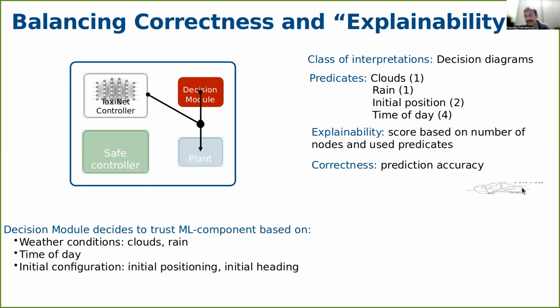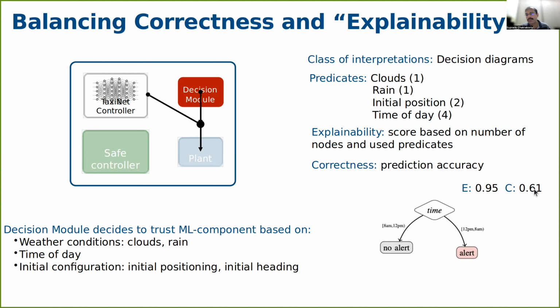Okay, I couldn't fix this. So there is a diagram of one such decision diagram here, which I think is not very visible, but I hope this diagram is visible. This is a very simple decision diagram that our tool comes up with for this decision module, which is just going based on time. And as you can see, time is bucketed here. This alert is basically saying switch to the safe controller. No alert is saying stay with the taxinet controller.